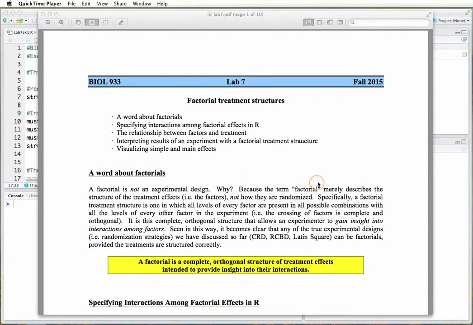Alright, hi folks. We are now in Lab 7. Welcome back, and we're going to talk about factorial treatment structures.